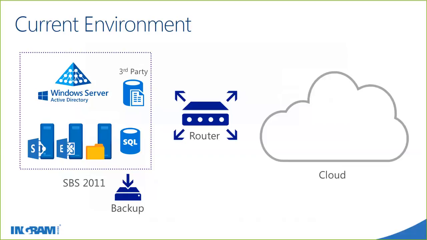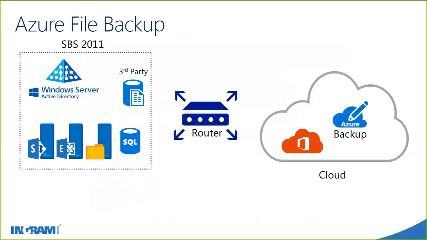Now, typically what we see is that it is backed up to an on-premises USB device and connected via a router out to the cloud to allow email delivery or to allow things like remote access. Now, the best starting point when it comes to something like Azure is to look at the low-hanging fruit, right? So the low-hanging fruit that we can first go after is the backup. What we can do is target Azure File Backup to take just the files across the internet to an Azure backup location.